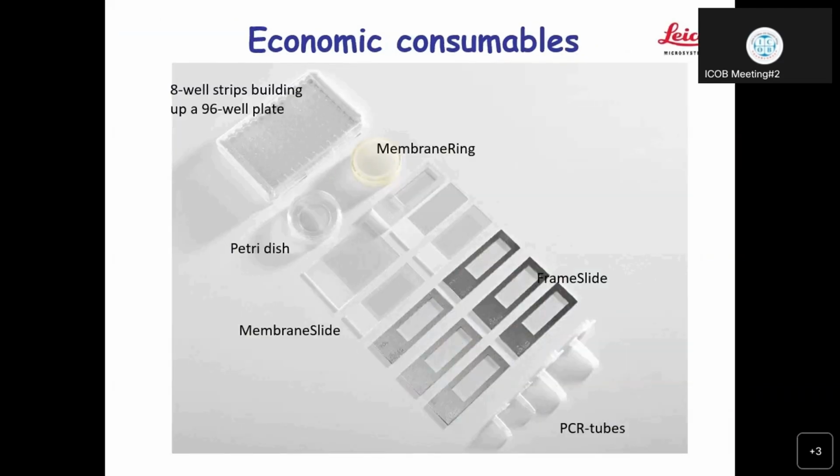There are many different types of consumables for laser microdissection systems. The most common consumables are various membrane slides and frame slides. Petri dishes with a PN membrane are also used. To collect the dissects, you can use 0.2 or 0.5 ml PCR tubes or 8, 12 well strips.